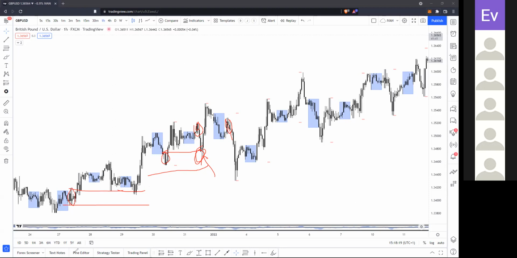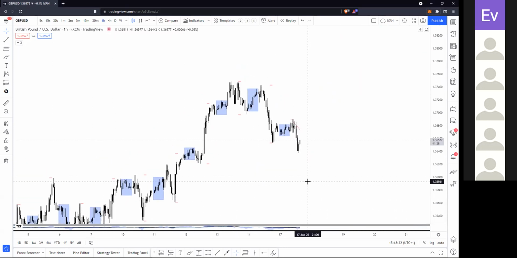We have a London momentum box tapping into a London momentum box, a strong sign of a push to the upside. Daily opens? Yeah, daily opens.